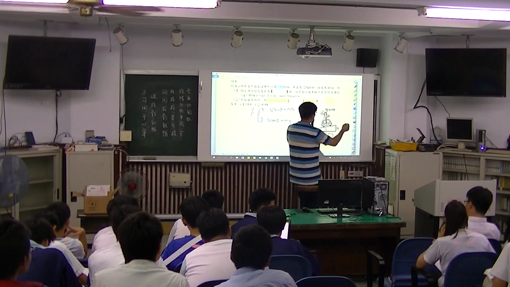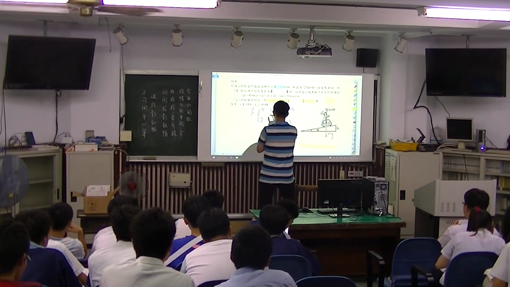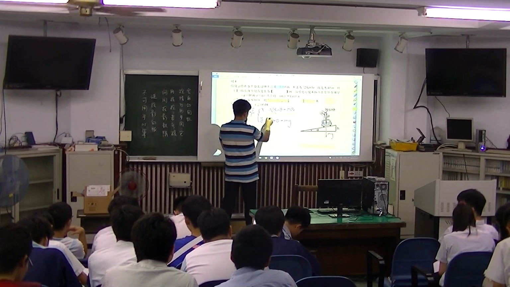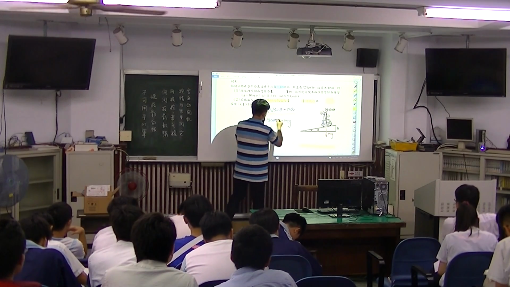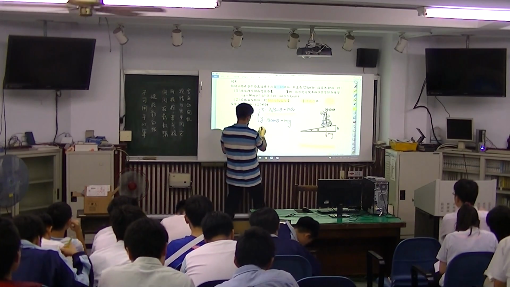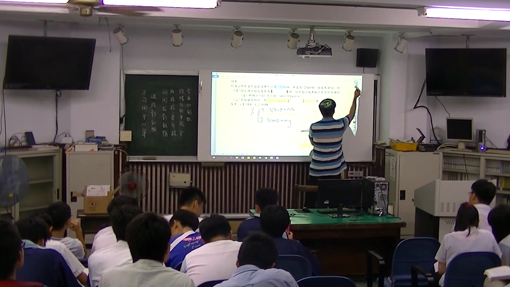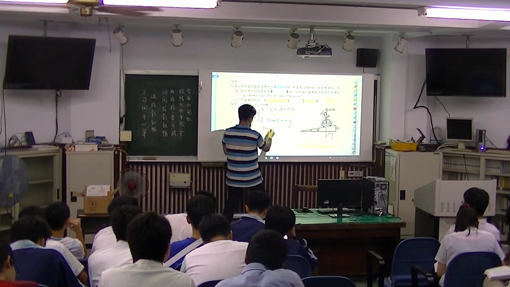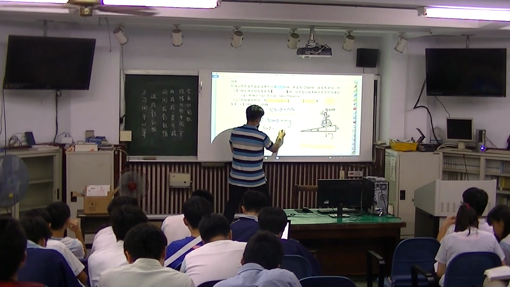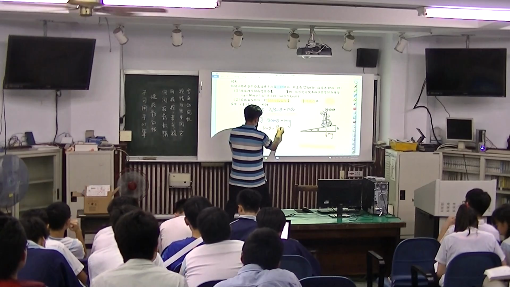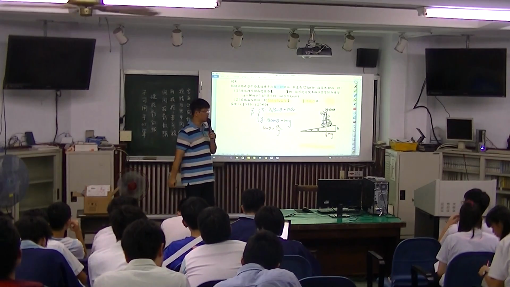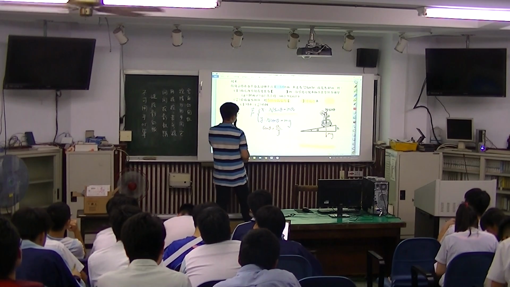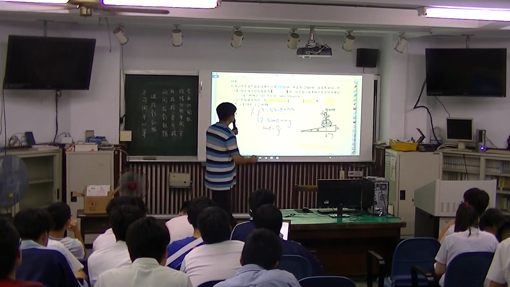And we can do some easy calculation. We can divide the two sides. So we can get that tangent theta is equal to the centripetal acceleration divided by g. So we can get the speed.